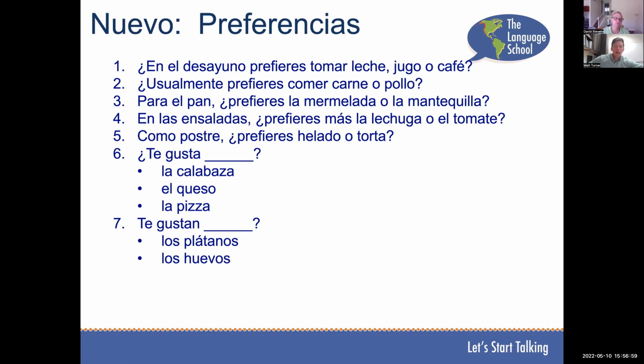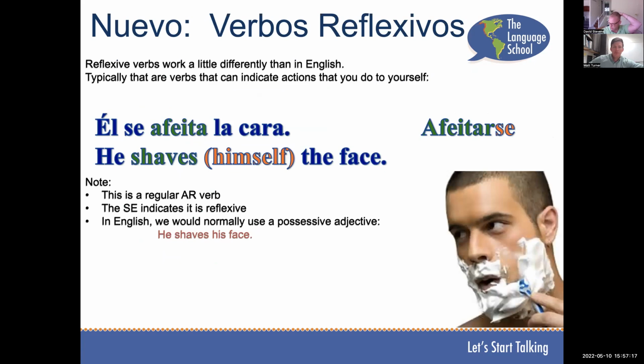¿Te gusta la calabaza? Sí, me gusta la calabaza. ¿Te gusta el queso? Sí, me gusta el queso mucho. ¿Te gusta la pizza? Sí, me gusta la pizza. ¿Te gustan los plátanos? Sí, me gustan los plátanos. ¿Te gustan los huevos? Sí, me gustan los huevos. Ok, muy bien.